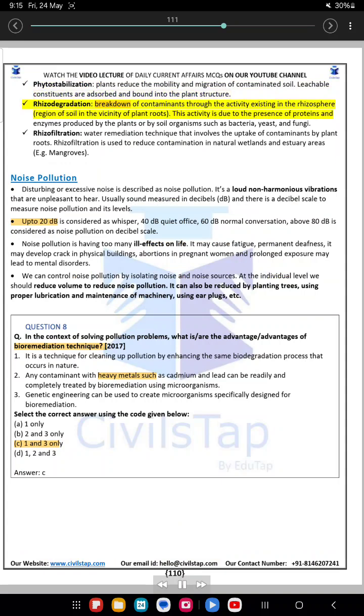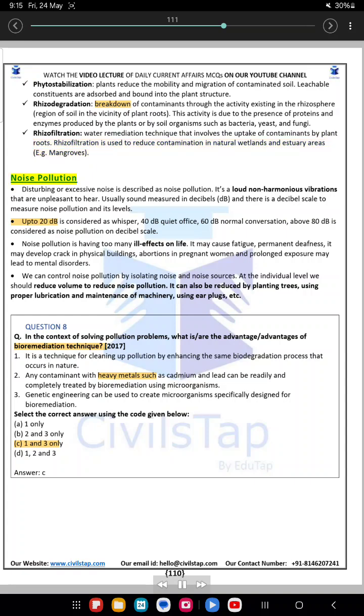Rhizodegradation: breakdown of contaminants through the activity existing in the rhizosphere, the region of soil in the vicinity of plant roots. This activity is due to the presence of proteins and enzymes produced by the plants or by soil organisms such as bacteria, yeast, and fungi. Rhizofiltration: a water remediation technique that involves the uptake of contaminants by plant roots. Rhizofiltration is used to reduce contamination in natural wetlands and estuary areas, e.g. mangroves.